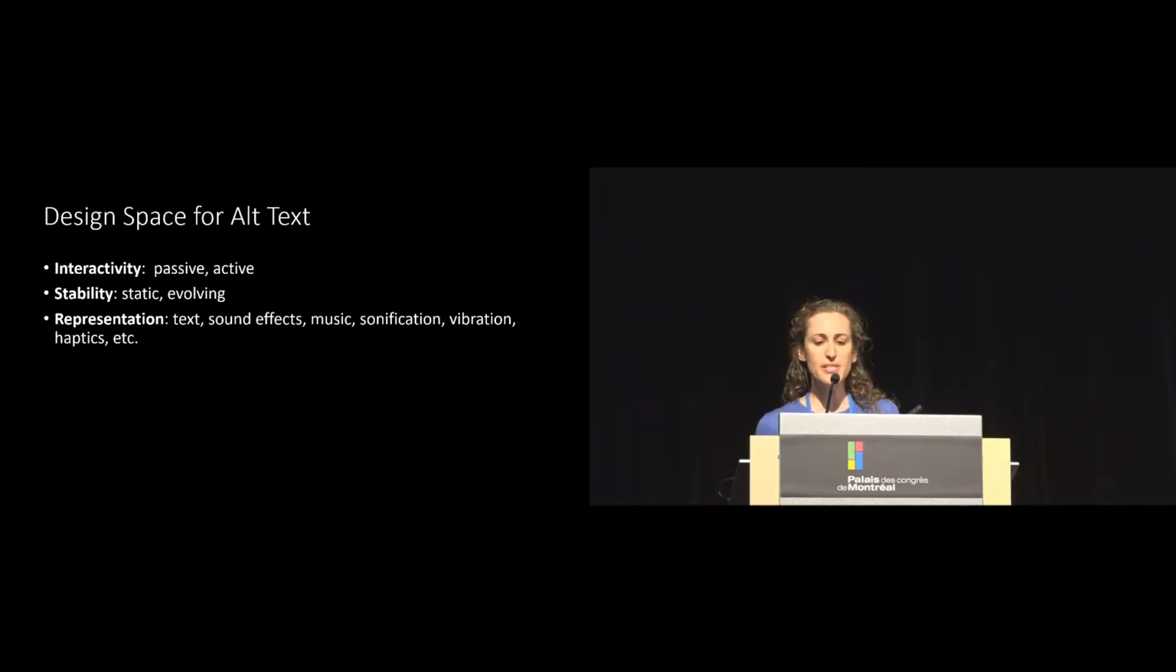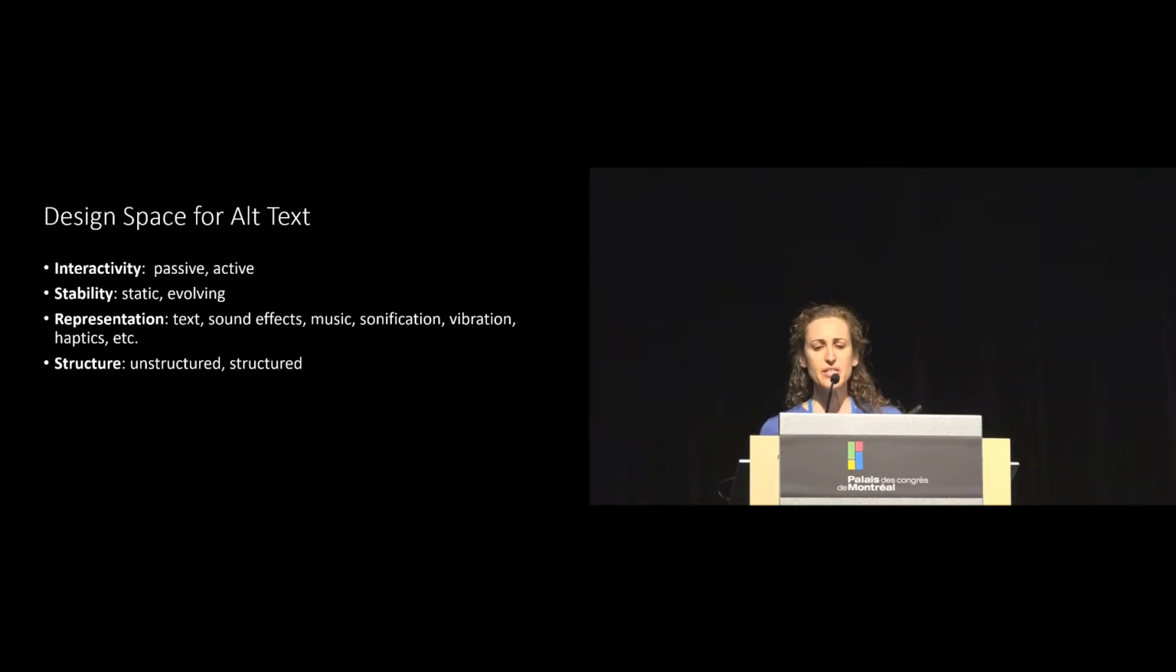The third dimension is the representation. So that indicates the format in which the caption information is presented. Standard alt text right now only consists of a textual representation, which is rendered out loud via the screen reader. However, other media formats or modalities could also be used to represent a rich and evocative understanding of an image to the end user, such as sound effects, music, haptic feedback, etc.